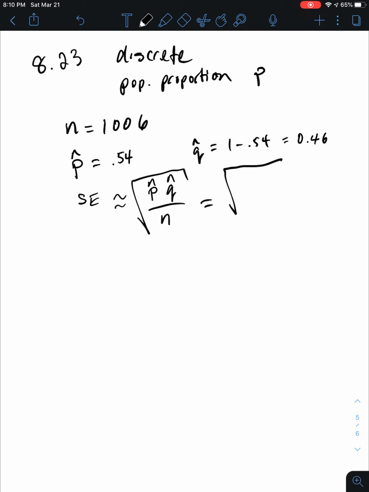That means the standard error is the square root of 0.54 times 0.46 divided by 1,006. Here I'm pulling out my calculator: 0.54 times 0.46, divided by 1,006. Then I take the square root and I get 0.0157.